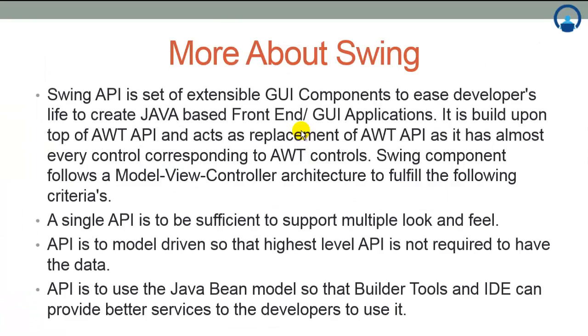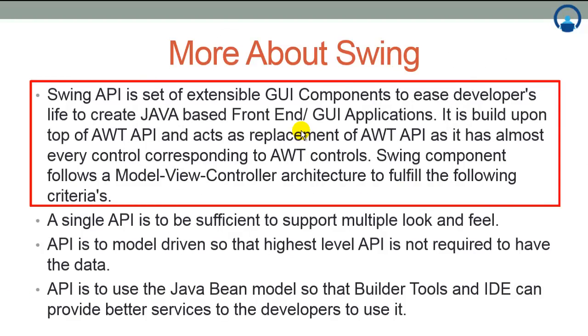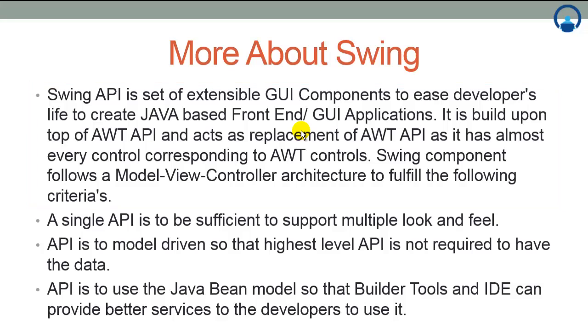So moving on. Now we'll be discussing something more about Swing. The Swing API is a set of extensible GUI components to ease developers' life to create Java-based front-end GUI applications. It is built on top of the AWT API. AWT is the Abstract Window Toolkit, and this is also an API. Swing acts as a replacement of the AWT API, as it has almost every control corresponding to AWT controls. Swing components follow a model view controller architecture to fulfill the following criteria. Now we'll also be discussing what a model view controller architecture is.